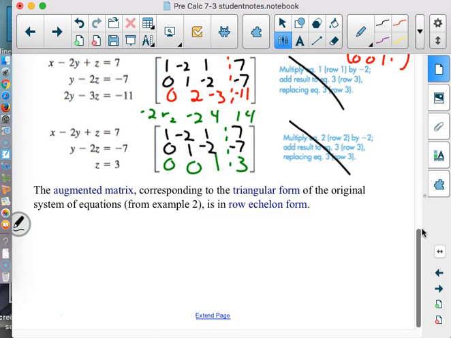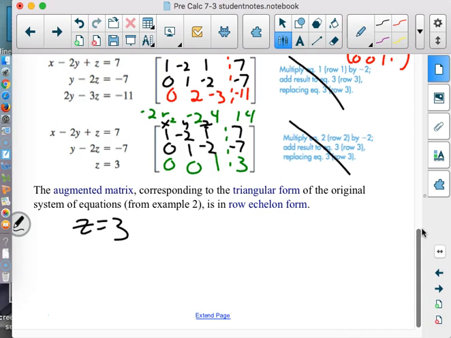Now here's why we do this. This just gave us one of the variables. Look at the triangular form. This is x, this is y, and this is z. No x's, no y's, but one z equals 3. And now we can back substitute. So if we can get it into that row echelon form, we back substitute.